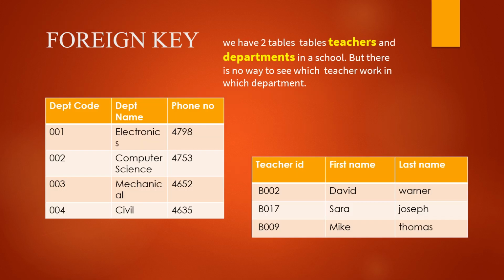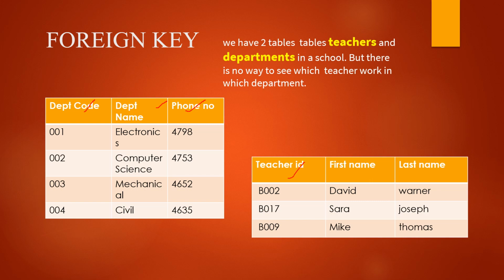Here in this example we have two tables. One is the department table and the other is the teacher table, tables for teachers and departments in a school. But there is no way to see which teacher works in which department. The department table contains three columns: department code, department name and phone number. This is the department table, and this one is the teacher table.